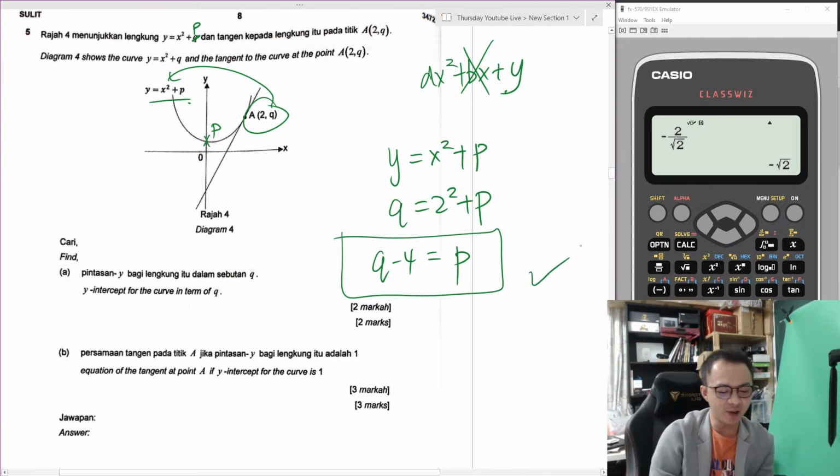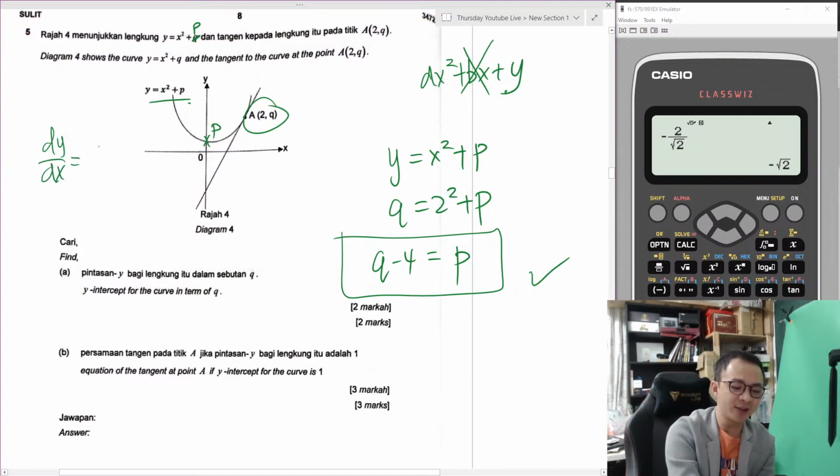Then find the equation of the tangent at the point A. So what I want to do here is differentiate, dy/dx, to know the gradient of the curve. So dy/dx is 2x plus p. P is a constant value, so it doesn't matter, so just get 2x. So when the x value is 2, my dy/dx is 2 times 2, which is 4. So therefore, this straight line's gradient is 4.